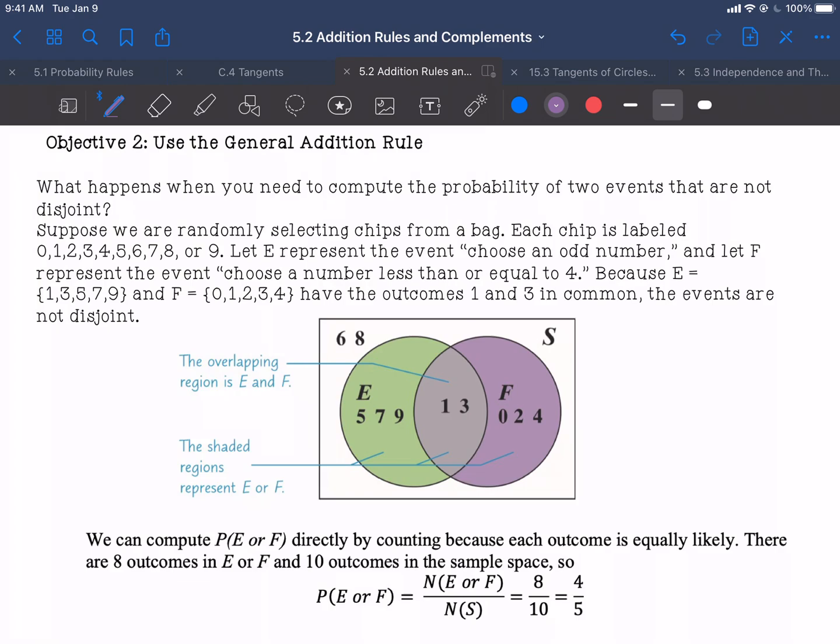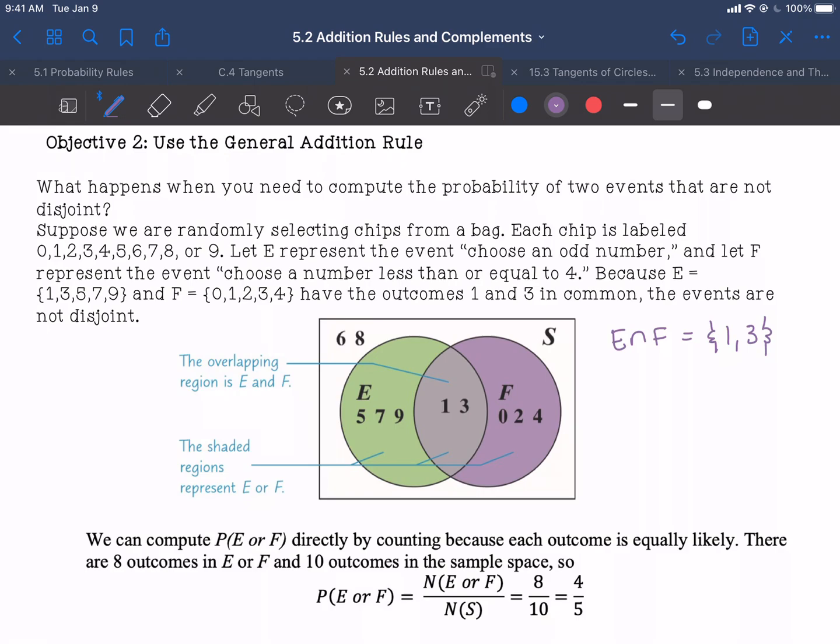Let E represent the event, choose an odd number, and let F represent the event, choose a number less than or equal to 4. So if you look at the Venn diagram here, you can notice they share the numbers 1 and 3. So both numbers 1 and 3 are part of both of those. So the intersection of those two events, what they have in common, is 1 and 3. So it's not the empty set.